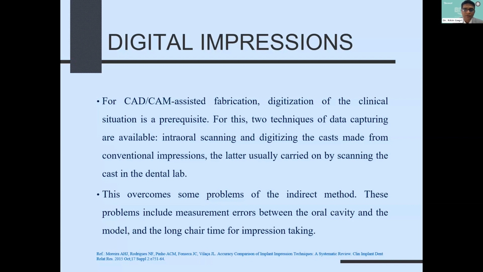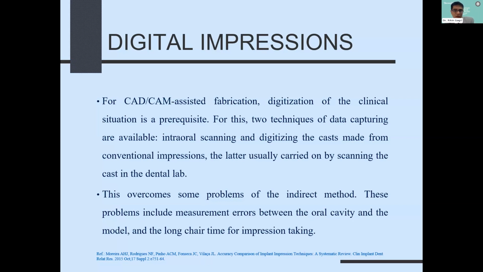For CAD/CAM assisted fabrication, digitization of the clinical situation is a prerequisite. For this, two techniques of data capturing are available. One is digitizing the cast made from a conventional impression, usually carried out by scanning the cast. Second is the direct scanning, which is chairside.